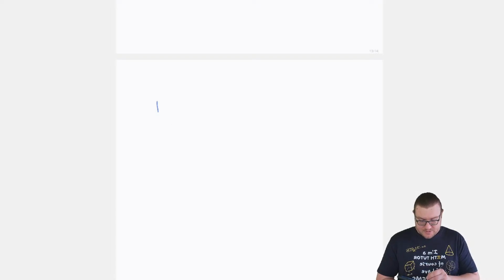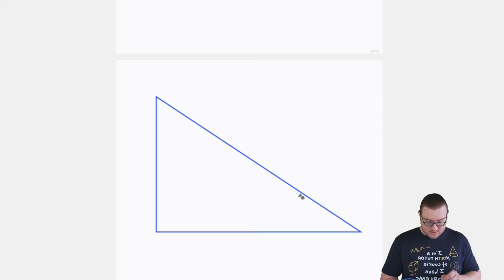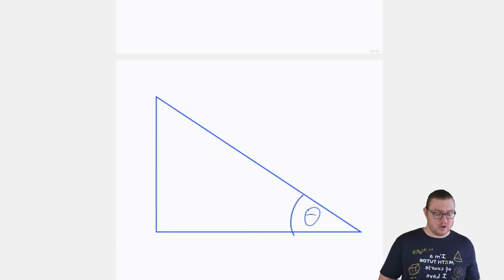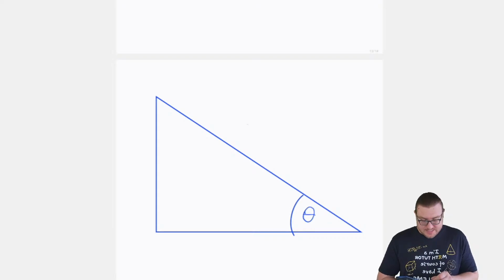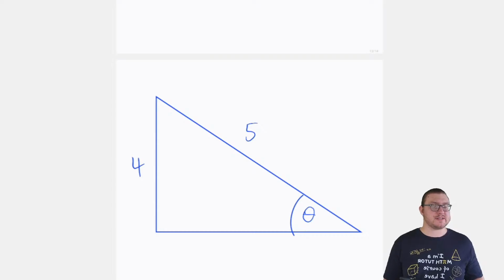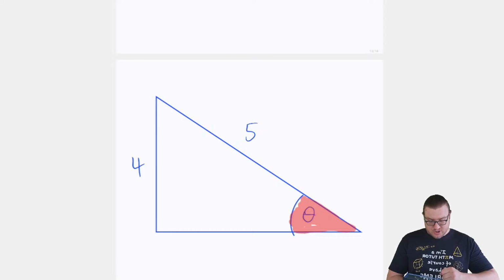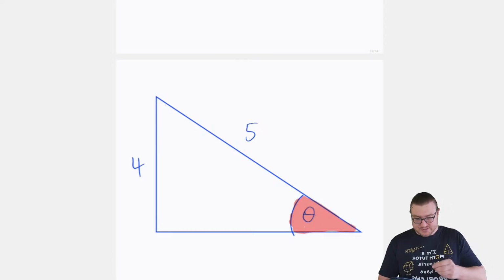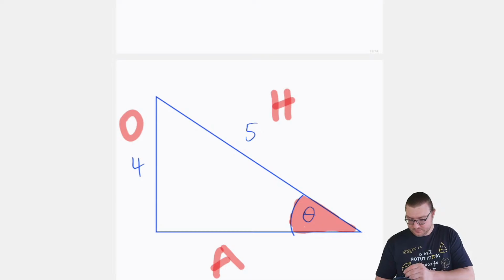The last thing that we need to do with trigonometry is figure out what the angle is. So let's say we have an unknown angle theta, and we don't know what that angle is. Well, let's say this line is 5 and this is 4. Let's figure out what this angle is. We're still using trigonometry, so we still need to know where the angle is, and we still have to mark H, O, and A.